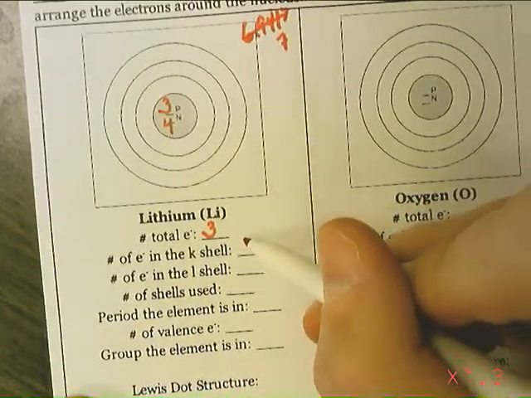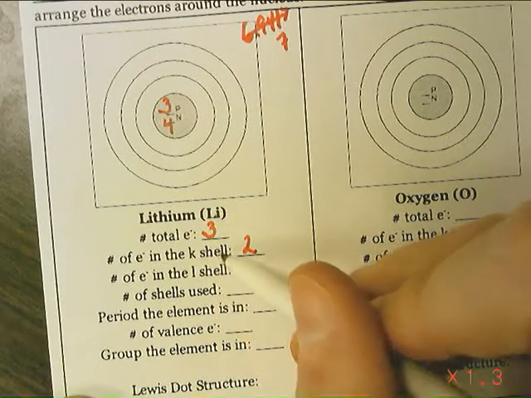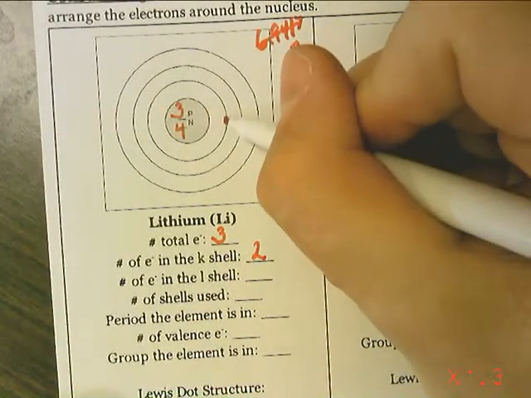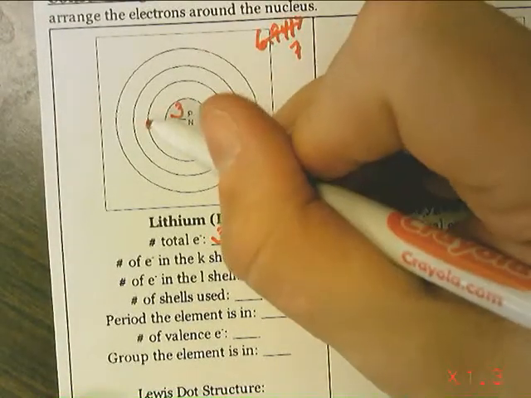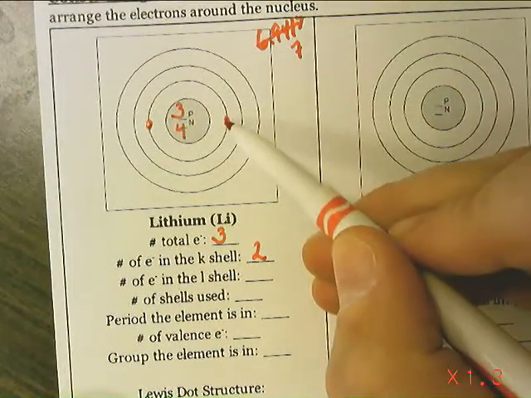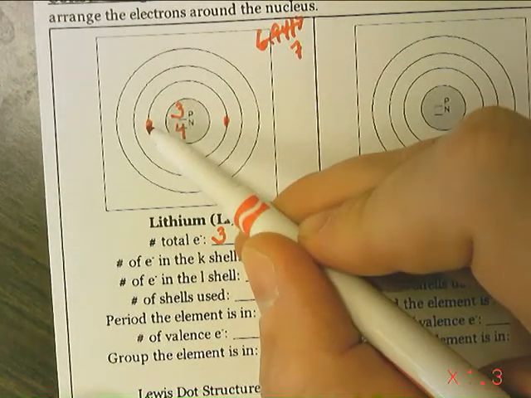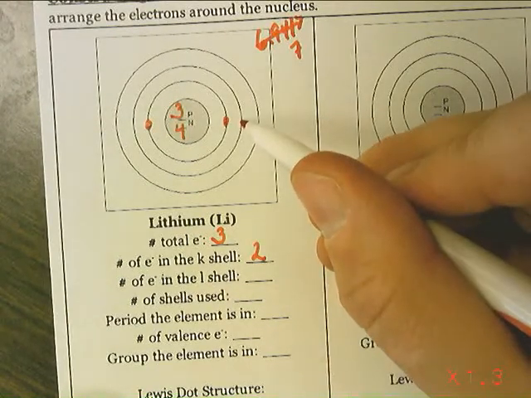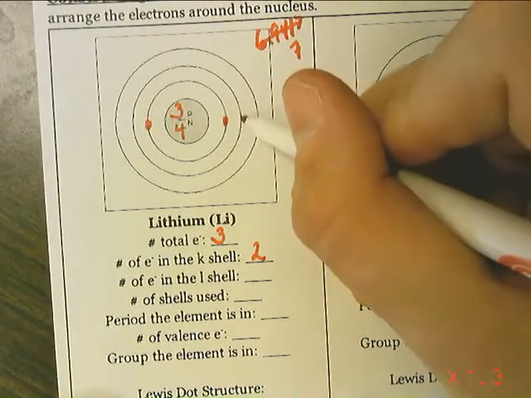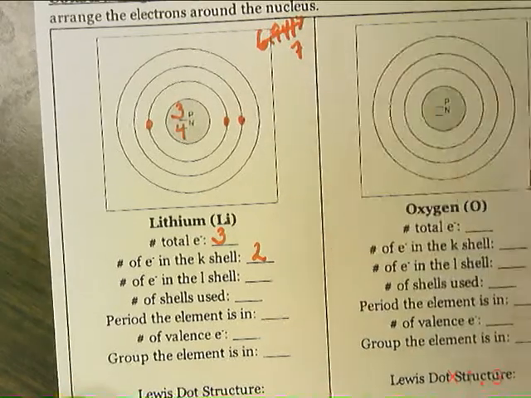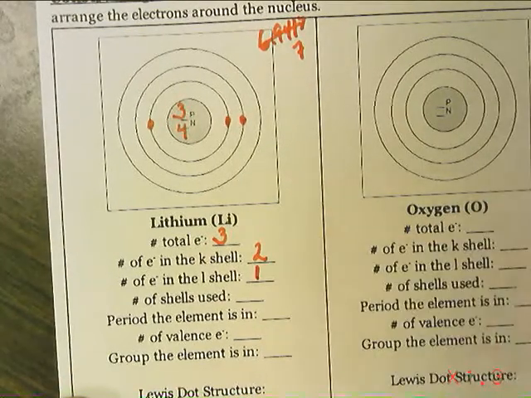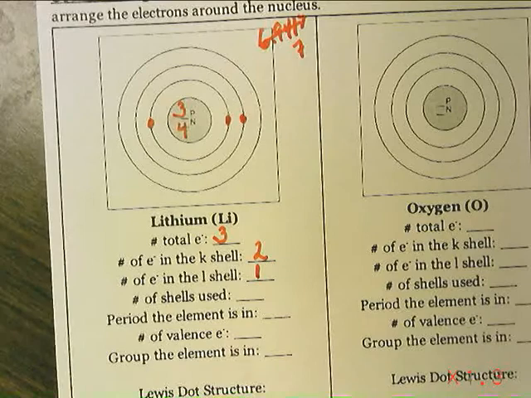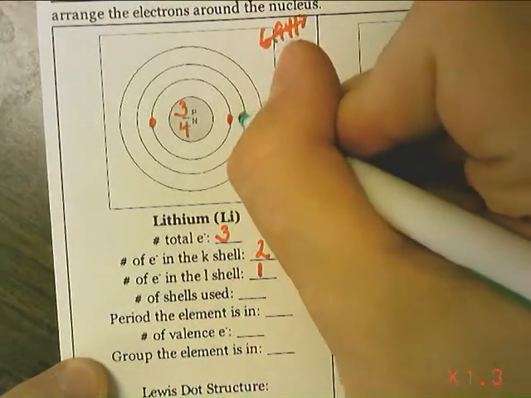So we have 2 electrons that go into the K shell. 1, 2. Make sure you put your first one on the right. Your second one goes on the left. And then the L shell, which is the next shell out, will have that final electron. Now, because this electron is special, we call it a valence electron.